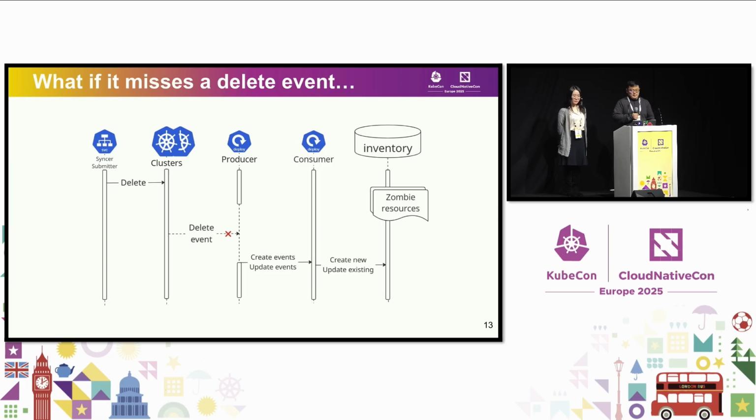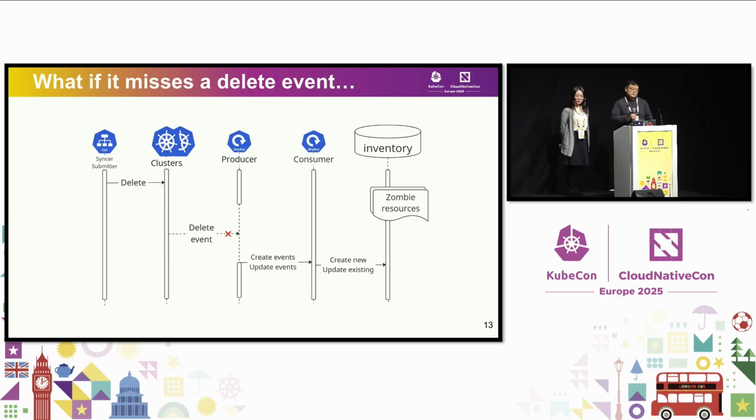However, imagine what if the producer somehow gets out of memory at that time or is being rebooted by someone. So in that case, the producer fails to capture the deletion event, and the event won't be published into the message stream. Because the deletion event is actually missing, the consumer, on the other hand, will not be able to delete the record from the inventory table. So this leads to what we call a zombie record in the inventory table.